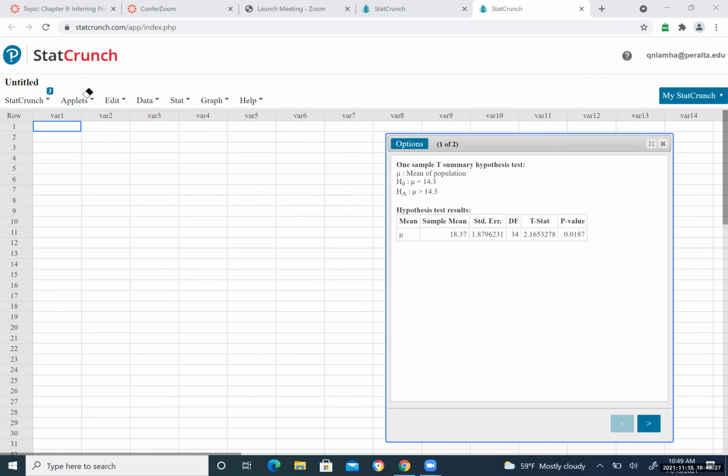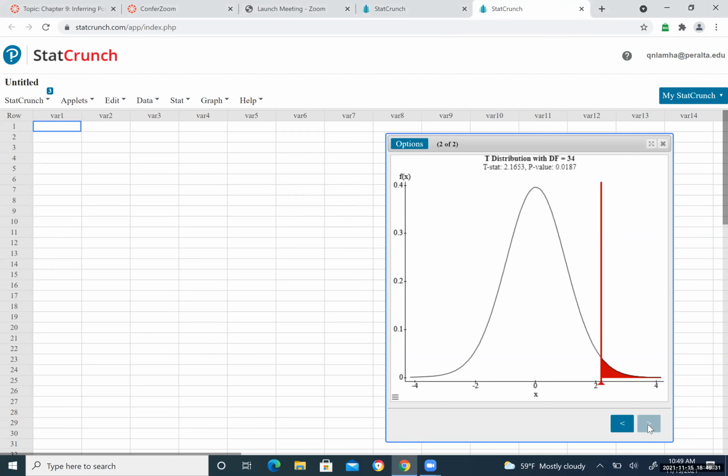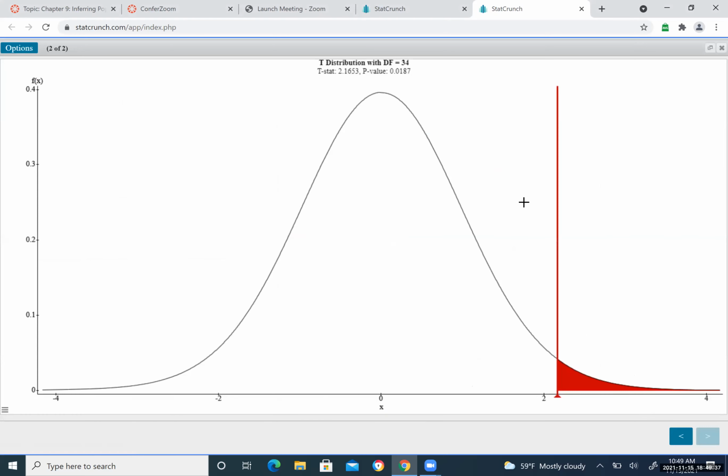Because I want to see the picture as well. Next page, here you are. Click next right down here and you see the picture. So here we have everything here too, but I need that box and this picture. You can see the area, the right size.